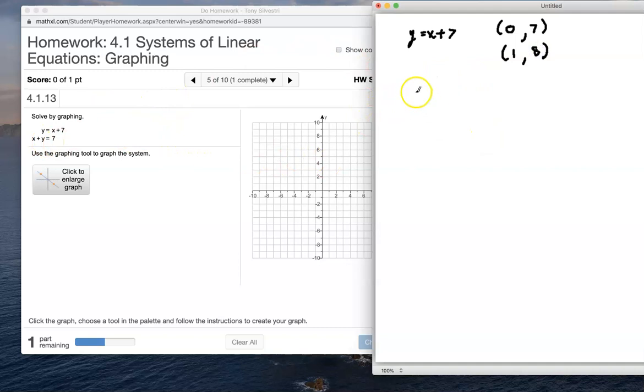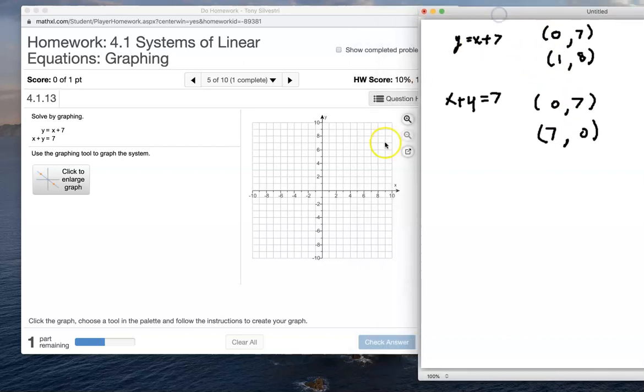Now the x plus y equals 7 has the x and the y on the same side. So in this case, I'm going to use, if x is 0, what does y have to be? And if y is 0, what does x have to be? So if x is 0, y equals 7. Y has to be 7. And if y is 0, this term goes away. X plus 0 equals 7. Those are your 2 points. The hard work is done.